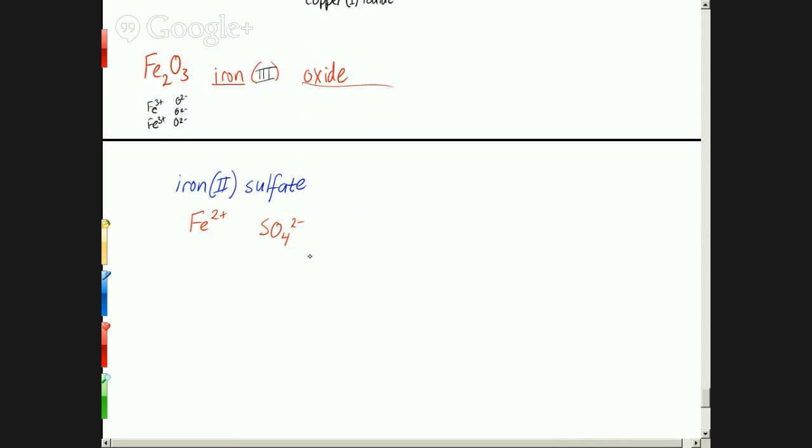So then how do we put these together? Just like that. You've got 2 plus, 2 minus. We don't need to adjust any numbers. They balance out just fine. So the formula should be FeSO4.